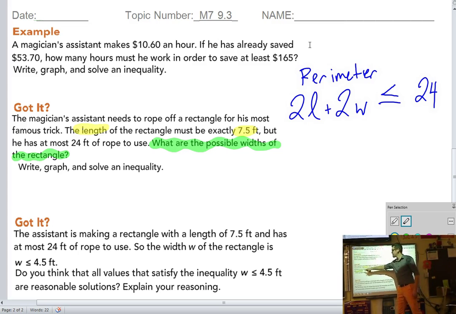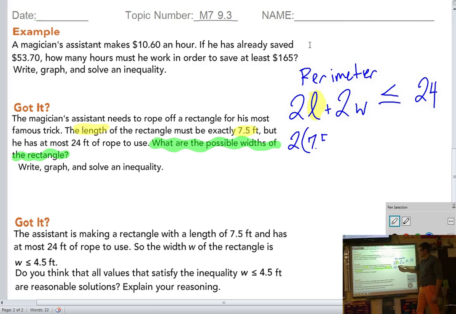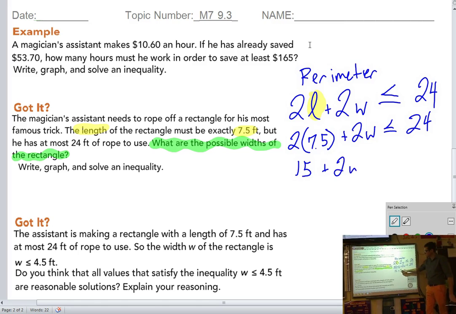The length is 7.5 feet. The length is 7.5, so where I see the length, I can plug that in and say 2 times that 7.5 plus the 2 widths is less than or equal to 24. 2 times 7.5 I know is 15.